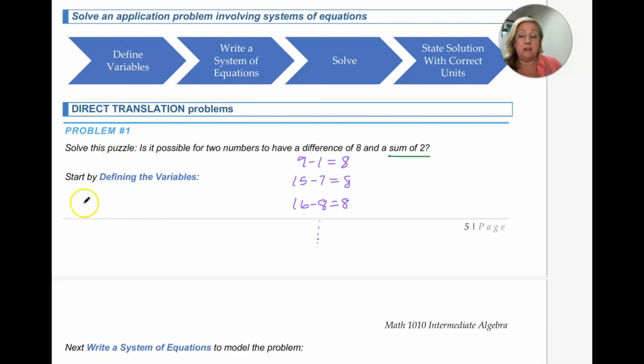So let's go ahead and define our variables on this. I'm going to say x is going to be the first number. And I'm going to call y the second number. Now, just something to note here, since we came out with a positive number when we're subtracting that, that means that first number must be a larger number. And sometimes that's helpful to think about when you're working through these problems.